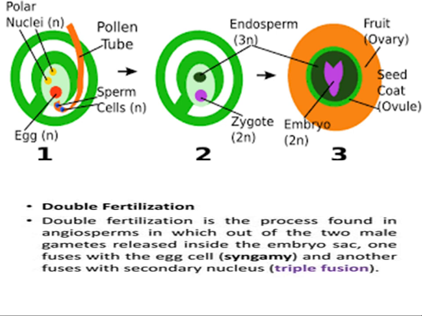And there are some free nuclei called polar nuclei available within the embryo sac of the ovule. These polar nuclei are also haploid. Here, as we have two polar nuclei, together they are 2n. And when these polar nuclei fuse with the sperm cell or the male gamete, it produces a triploid nucleus. This type of fusion is called triple fusion, which forms the endosperm of the fruit. Since fertilization happens two times, by syngamy and triple fusion, this is called double fertilization.